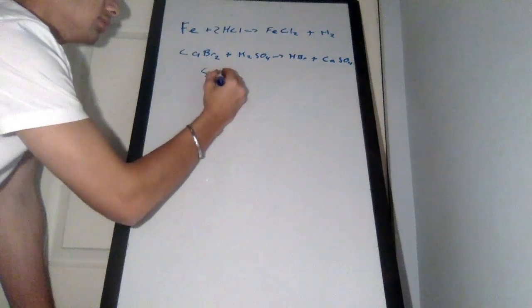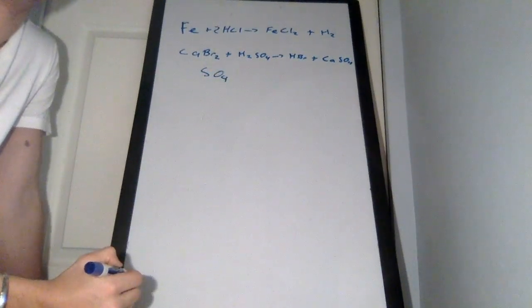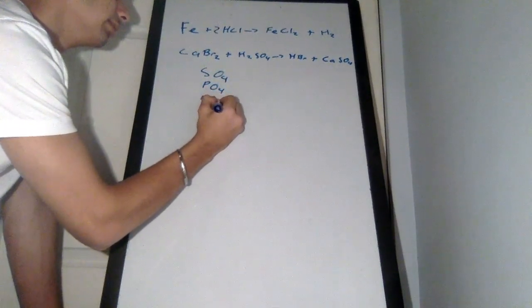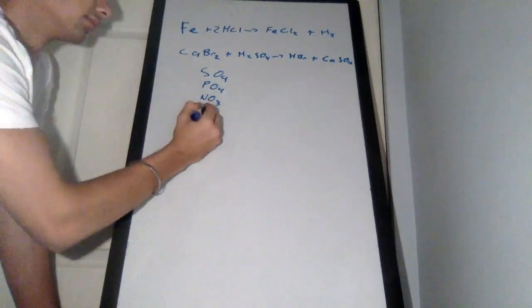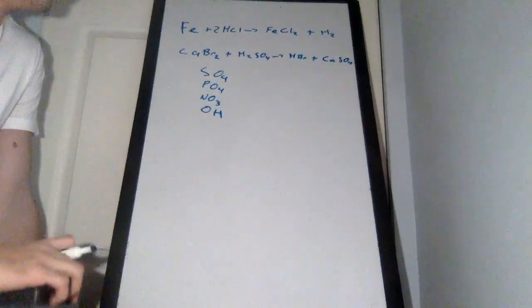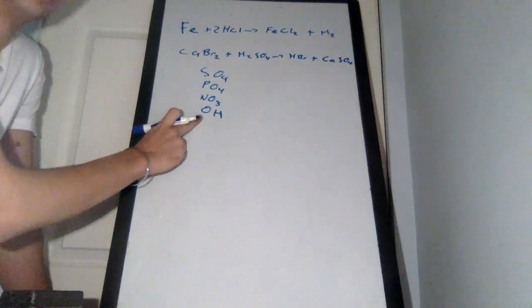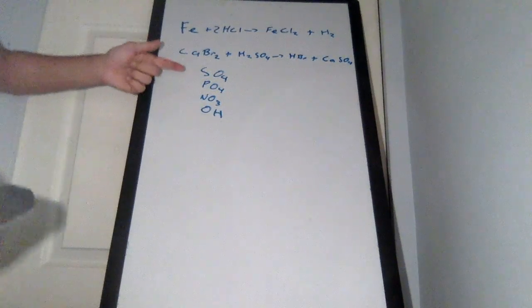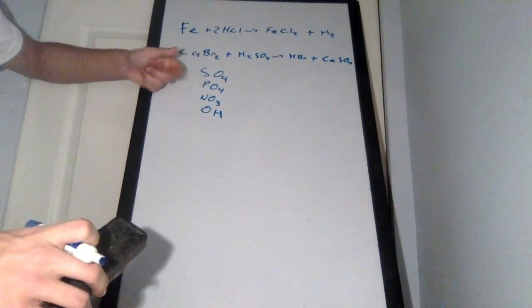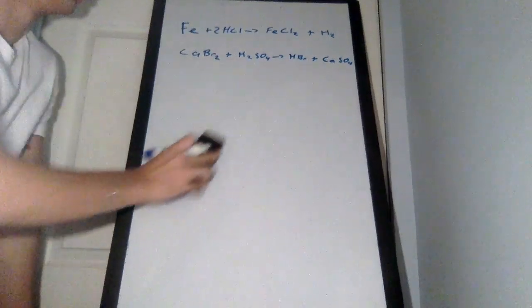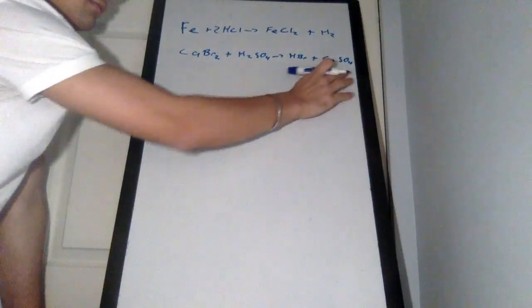Side note, for ions such as SO4, PO4, NO3, anything that looks like this, hydroxide, OH, you're going to want to look at them as wholes. So don't look at them as an O and an H. Look at it as a hydroxide. Same with the NO3. Don't look at it as an N and 3 O's. Look at it as an NO3. So here we have 1 SO4, 1 SO4.